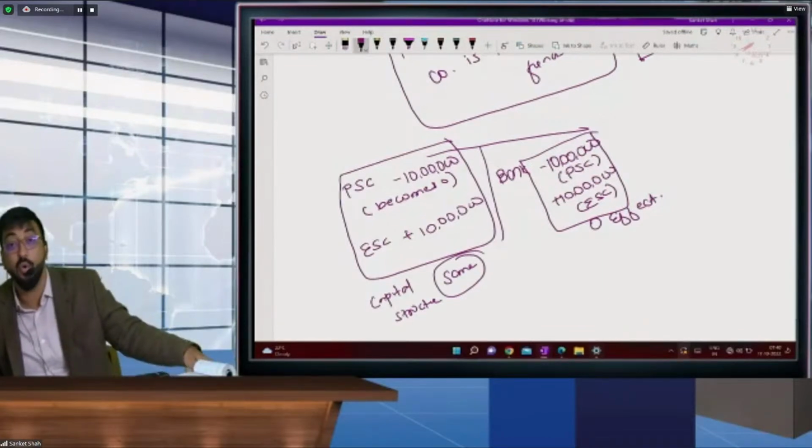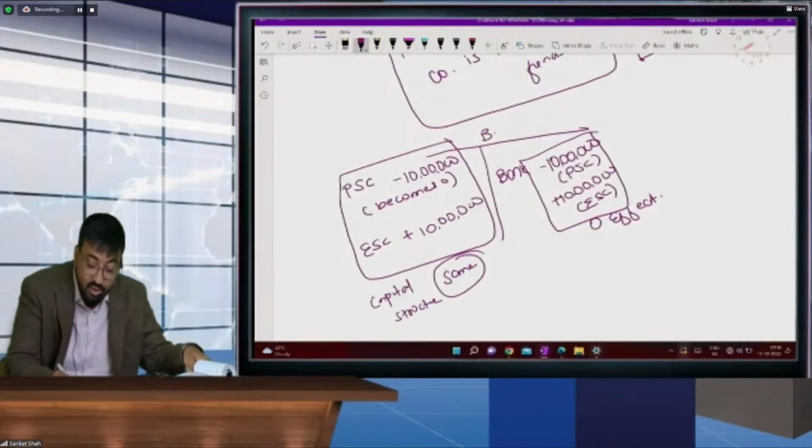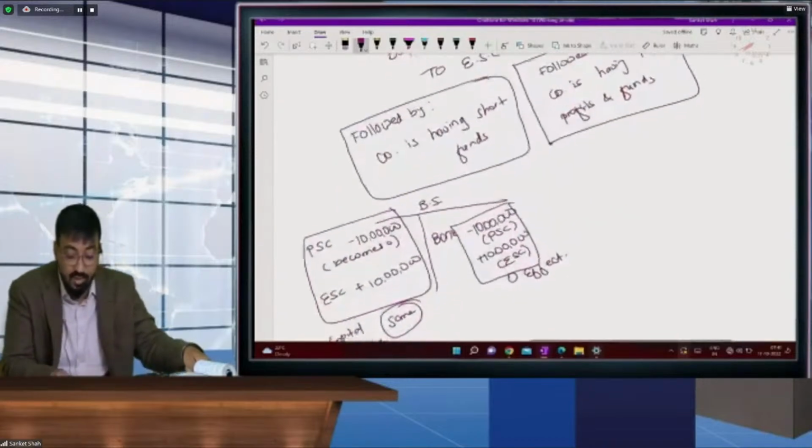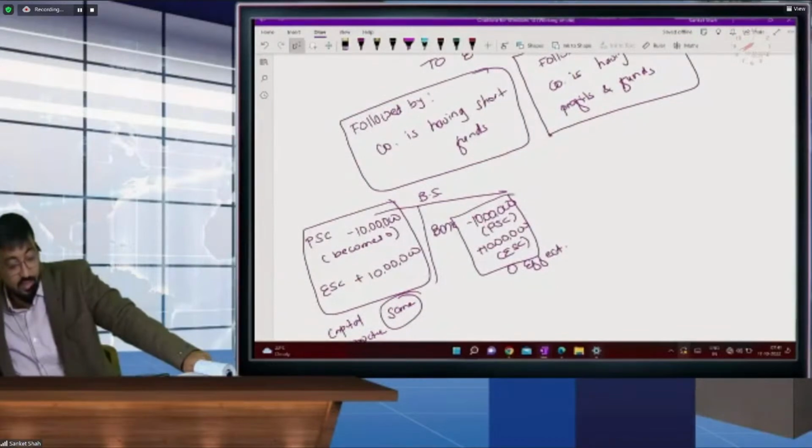So this is how you have to visualize your balance sheet. Balance sheet को visualize करना सीखो. Yes, sir. Now I can visualize the balance sheet. बैलेंस शीट को विजुअलाइज किया सबने.